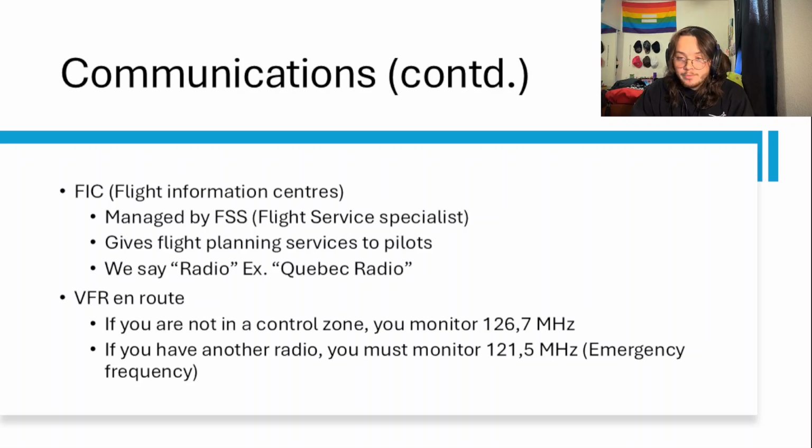If you have another radio, you must also monitor 121.5 megahertz. This is absolutely vital information to know. That is the emergency frequency. If there is an issue, you speak on this frequency, and everyone knows there's an emergency, and everyone listens. You have high priority. So if you have two radios, you put one on 126.7 if you're not in a control zone, and the other one you're listening on 121.5.